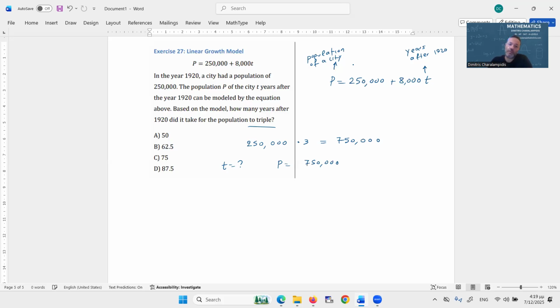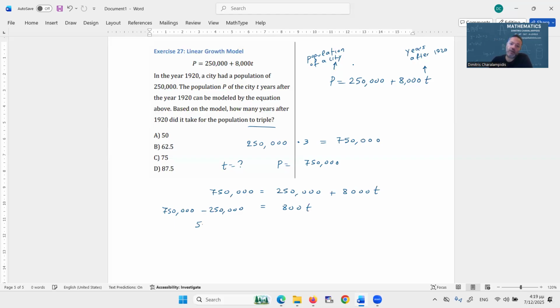So I'm going to set up my equation to 250,000 plus 8,000 t, and I'm going to solve it. I can solve it either by my calculator or by Desmos. Here I believe that it's quicker to solve it by hand. So 750,000 minus 250,000, that should be 8,000 t.